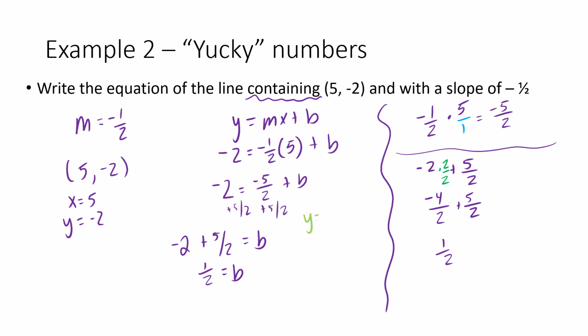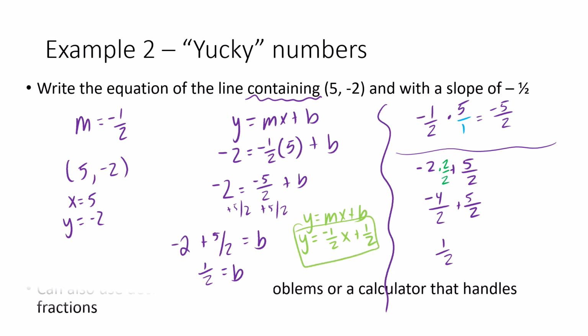So writing the equation for the line, we now give back the 5 and the -2, and we have y equals -1/2 x plus 1/2. So that's one that has some yucky numbers to it.